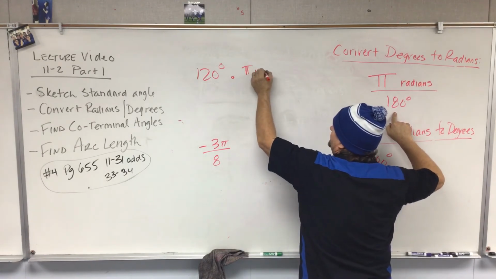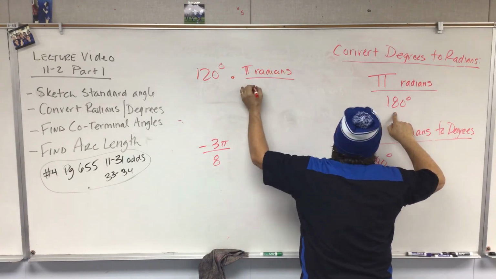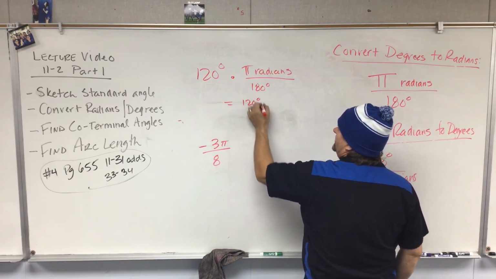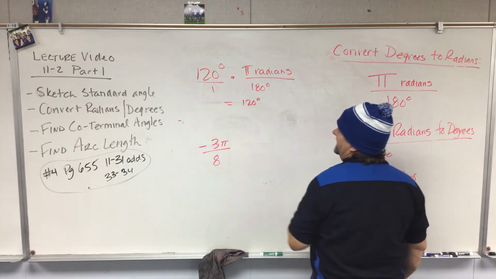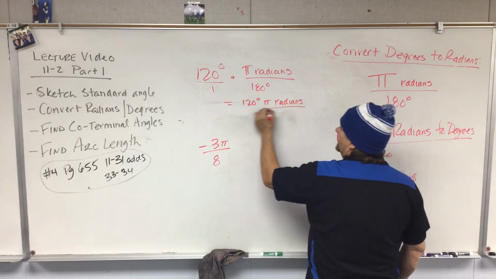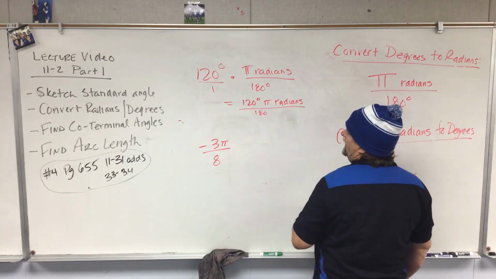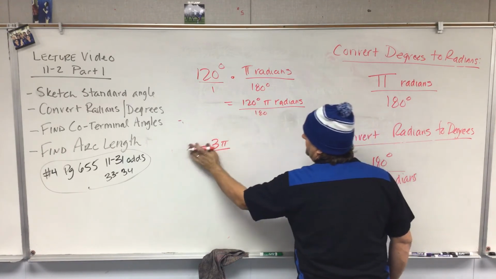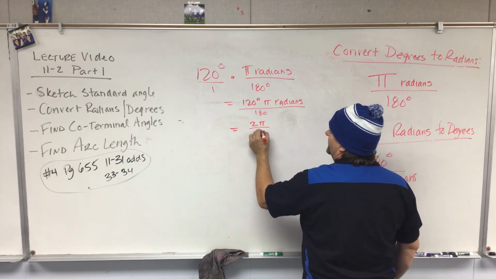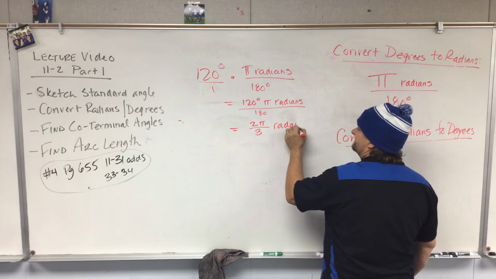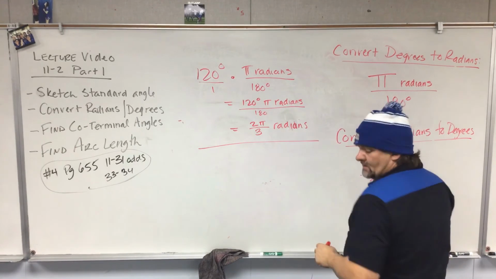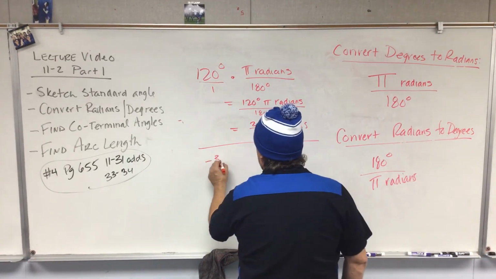Pi radians over 180 degrees gives me 120 degrees, got it over 1 there, 120 degrees times pi radians over 180. And so what will happen is this will simplify out. Let me erase this one. This will simplify out to 2 pi over 3 radians. All right. What was that other one? Negative 3/8 pi.